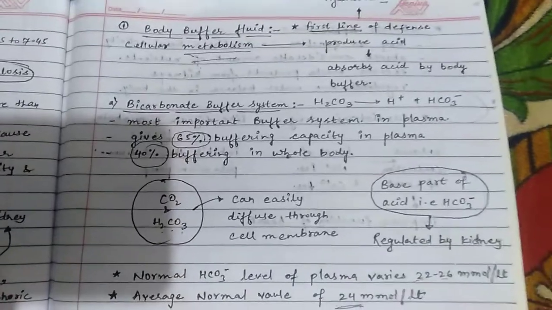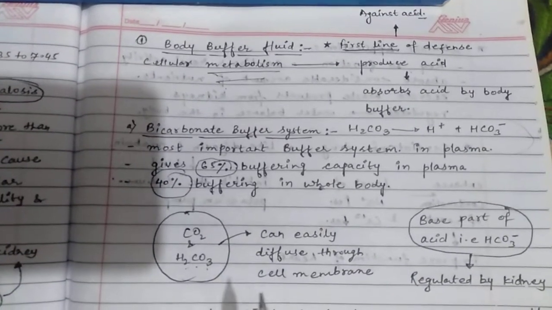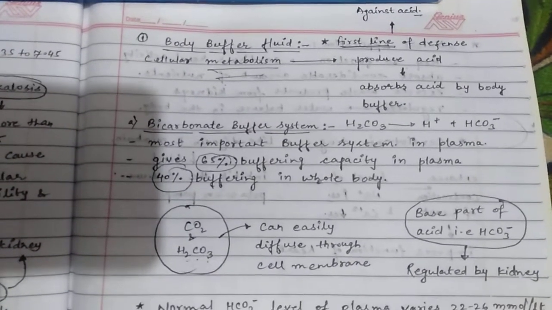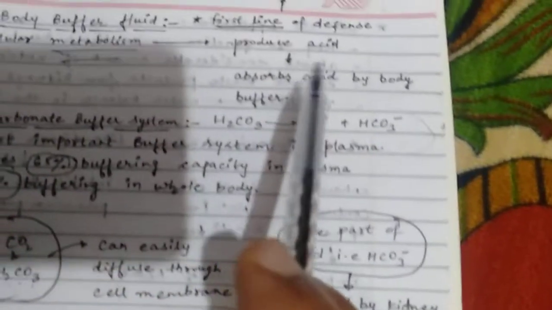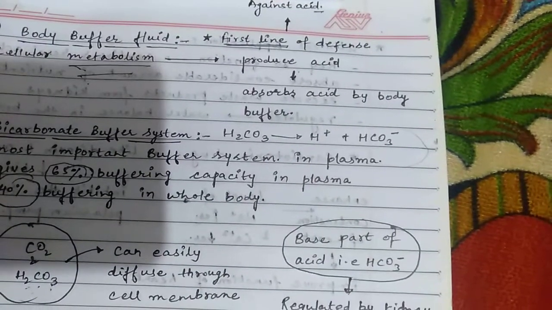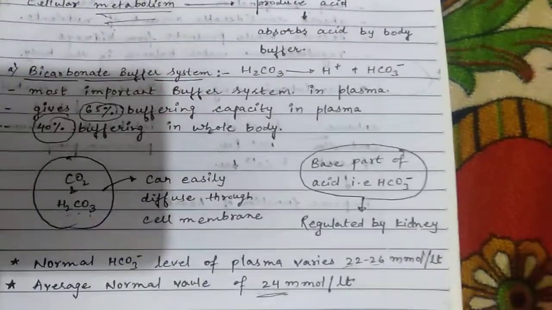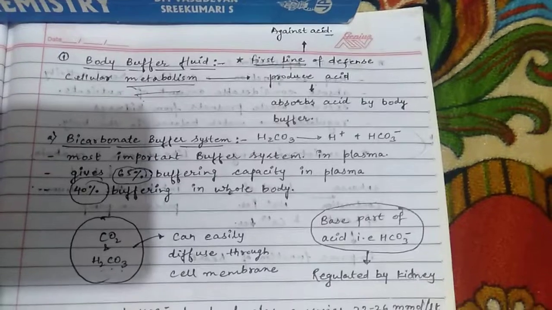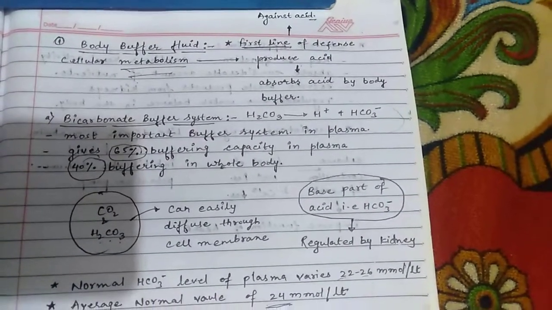Now student, we are going to discuss why acid is produced in our body. During cellular metabolism, whenever any energy molecule breaks down, it produces acid, and that acid is absorbed by the buffer. And what is a buffer? A buffer is a substance and fluid which can neutralize the pH or maintain the pH.